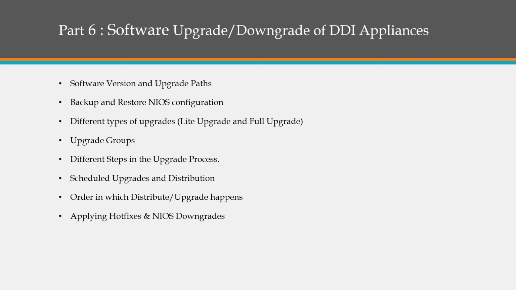I will start by showing you how to view the current NIOS software version that you're running and talk about the things that you should be knowing before you perform an upgrade. That includes how to take a backup and how to restore that NIOS backup that you have taken. Then I will explain about the different types of upgrade supported by Infoblox DDI appliances. Then I'll cover the upgrade groups and the different steps involved in the upgrade process.